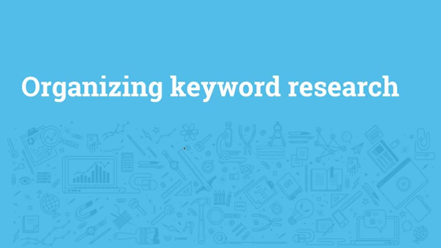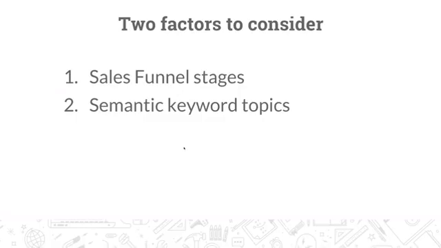There's two factors to consider. One of them that we've discussed in these classes already, and another that should be slightly deeper dive. The first is the sales funnel stages, and we'll review those briefly. And then we're also going to talk about semantic keyword topics. So we'll discuss each one of these individually, and then we'll go into marrying them up in a way that allows you to actually identify decent keywords.